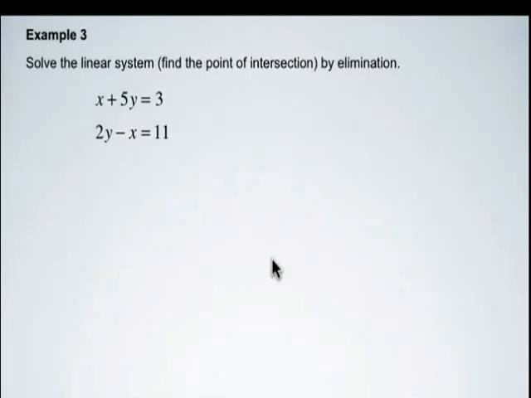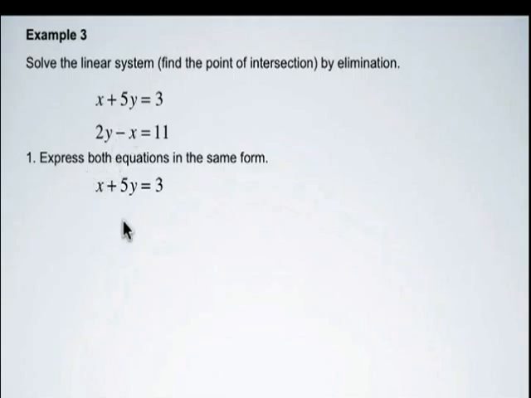Now, the first thing we're going to have to do to solve this linear system by elimination is reorder the second equation so that it's in the same order as the first equation. So we want the x term to come first. So step one is express both equations in the same form. So we're going to put our x term first, like we did in the first equation.